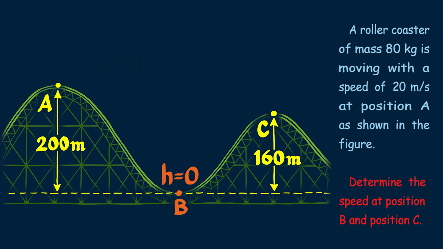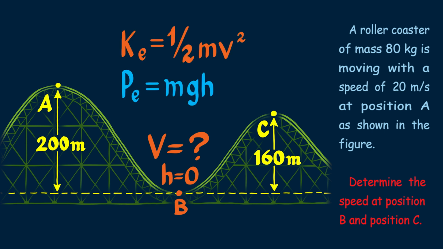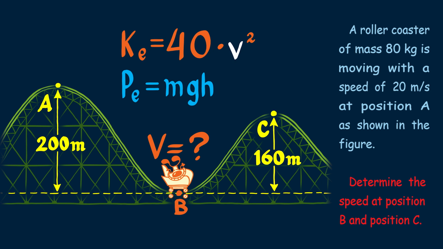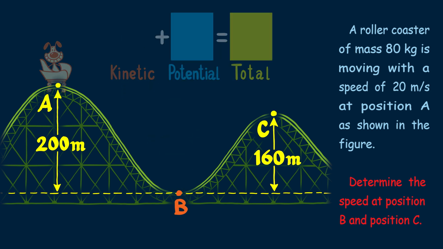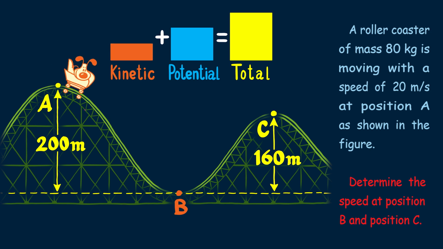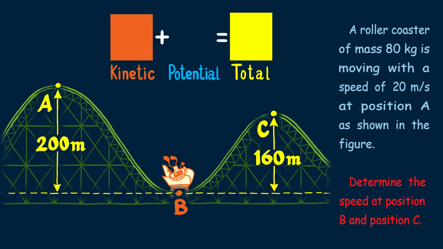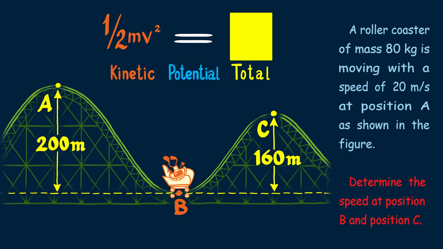Looking at point B, we're asked to find the velocity, which we will figure out by writing out the equations for the kinetic and potential energy. Here, kinetic is again 1/2 mv squared, where v is unknown, so we'll just leave it as a variable. And the potential is mgh, but since the roller coaster is on the ground, h equals 0, so the whole potential is 0. This shows how all the potential energy has transferred into kinetic energy, and so the total energy at point B is just equal to 1/2 mv squared.